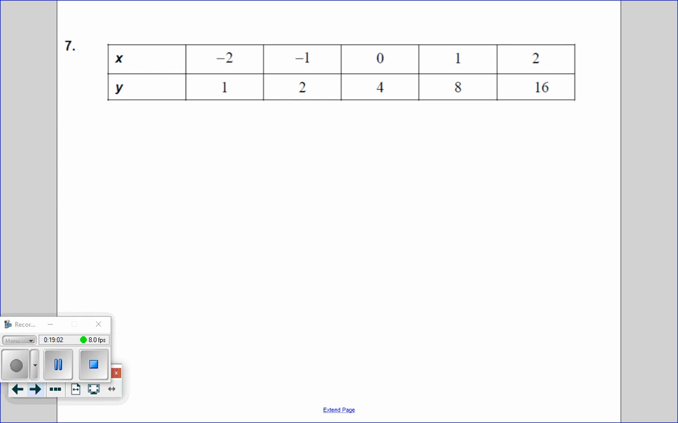Certainly the difference between 1 and 2 is not the same difference as between 8 and 16. Would you all agree? So not linear. We could test for quadratic, or we could test for exponential. Which one do y'all want to test for? Exponential. Okay. Y'all think it might be exponential.